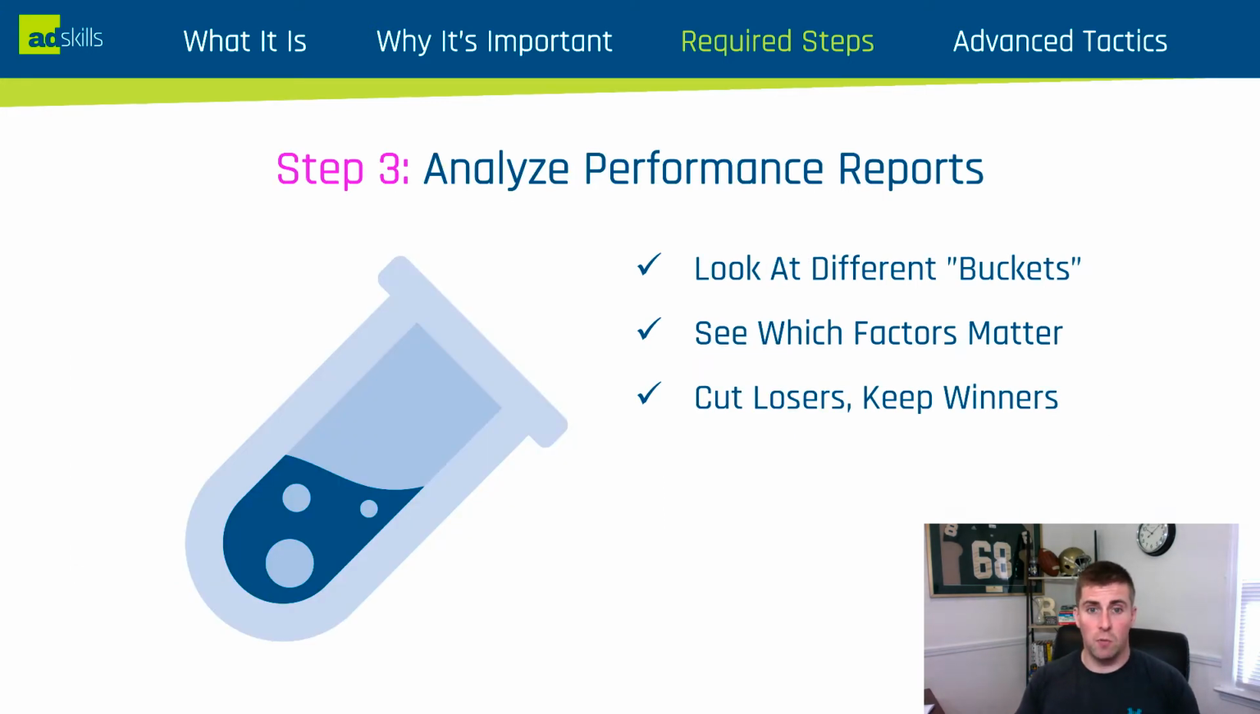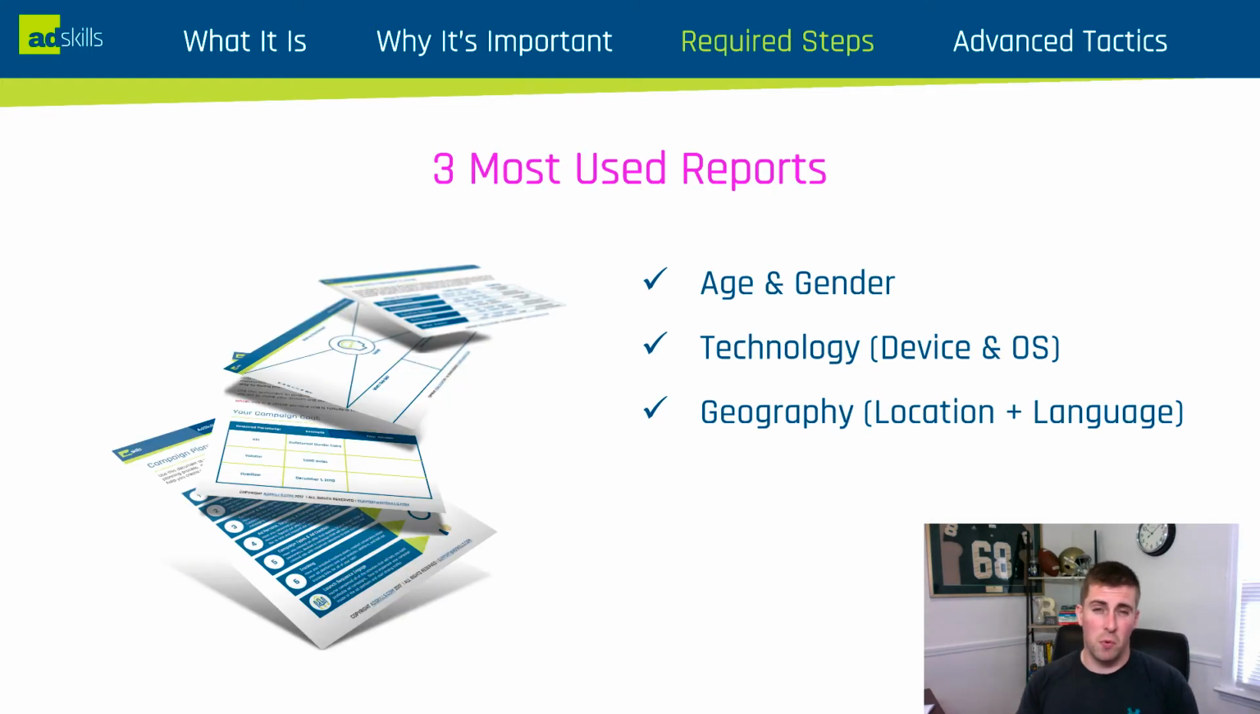The final step in your reporting process is to analyze your performance reports. So you want to look at your different buckets, see which factors matter, cut the losers, and keep the winners. The 3 reports that we use the most are the age and gender reports, the technology, where we're going to look at the device type and the operating system, and then finally the geography, where we're going to look at location and language in comparison to our conversion rates, and we'll go through and make decisions based off that. So let's head over to Google Analytics.